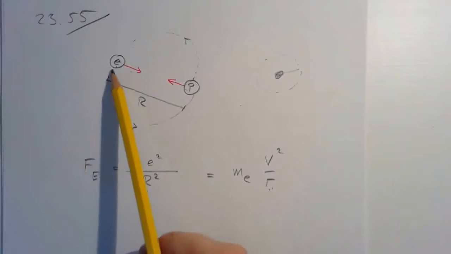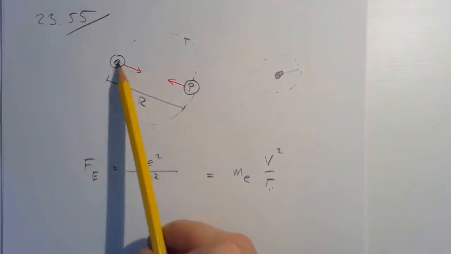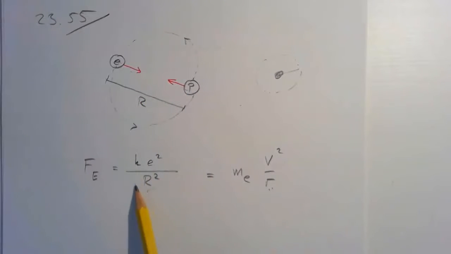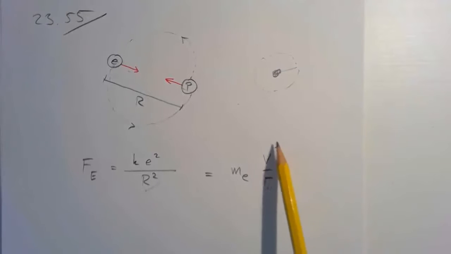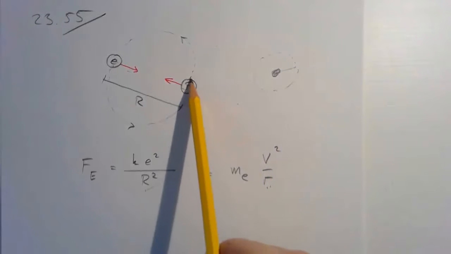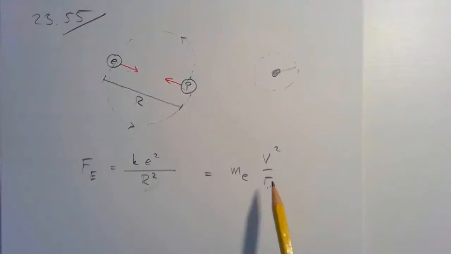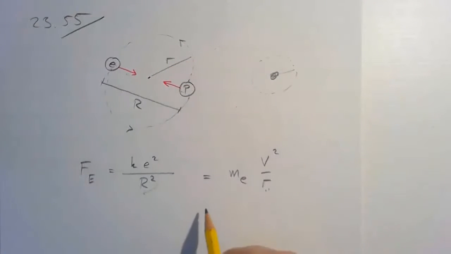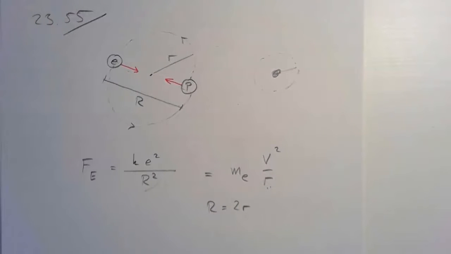Well, in this case, the situation is different, right? The separation between them is the diameter of the circle. If that goes into here, that determines the strength of their electrostatic attraction. But what goes into here comes from the path that this object is taking. So this is the radius. Put the center here, and this is little r, and we have that big R equals 2r. The separation, the diameter, is twice the radius.